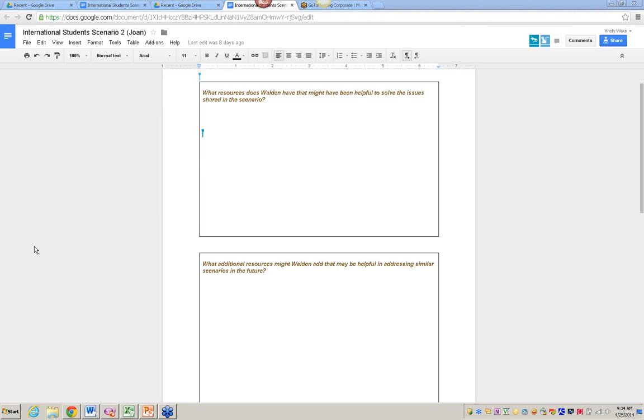So what resources does Walden have that might have been helpful to solve the issues shared in this scenario? And what additional resources might Walden add that may be helpful in addressing similar scenarios in the future? Any ideas?